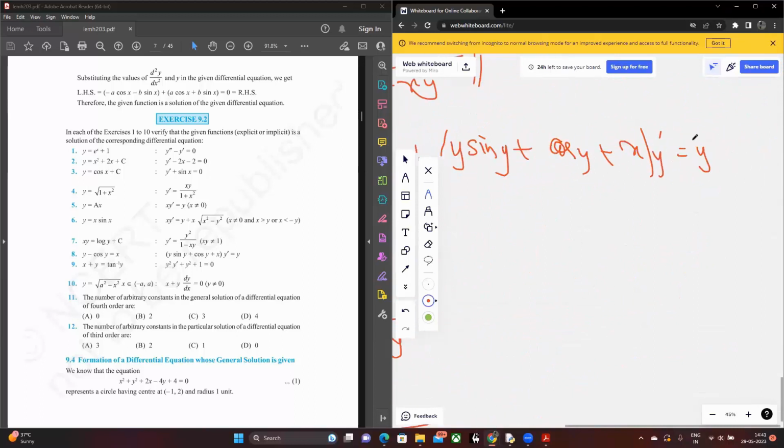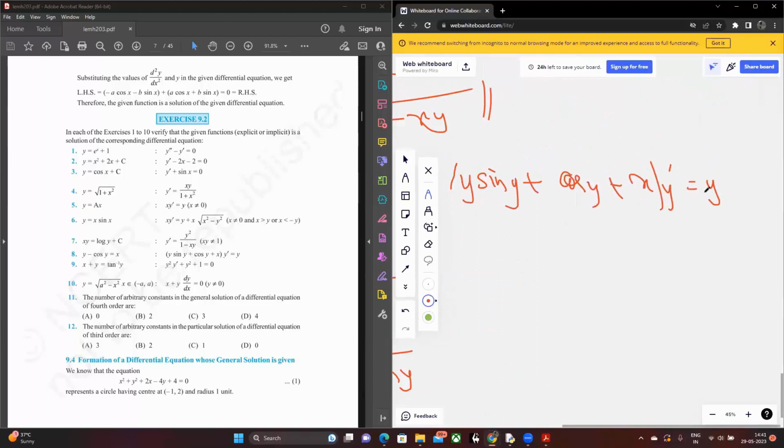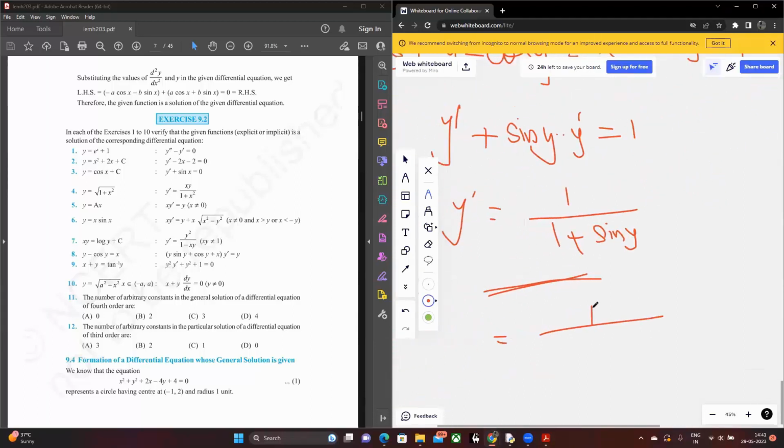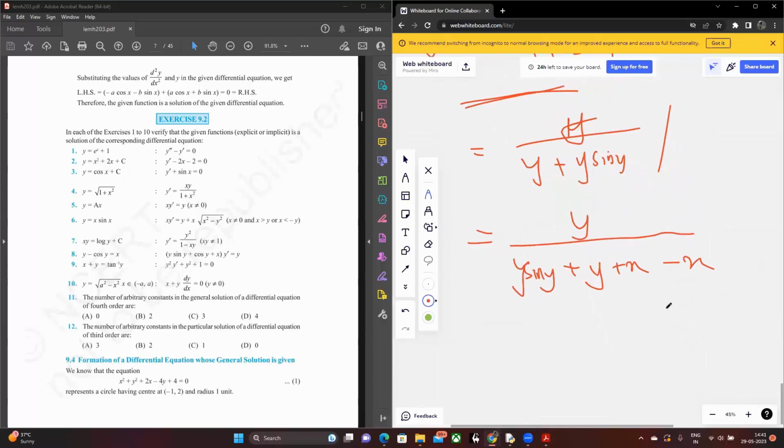First of all, you notice that you have a y in the numerator. You should have a y in the numerator to bring in this form, right? So I'll basically multiply and divide this whole thing by y. This is y by y plus y sin y, right? Then add and subtract x in the denominator, right? So basically, this is y divided by y sin y plus y plus x minus x, right?